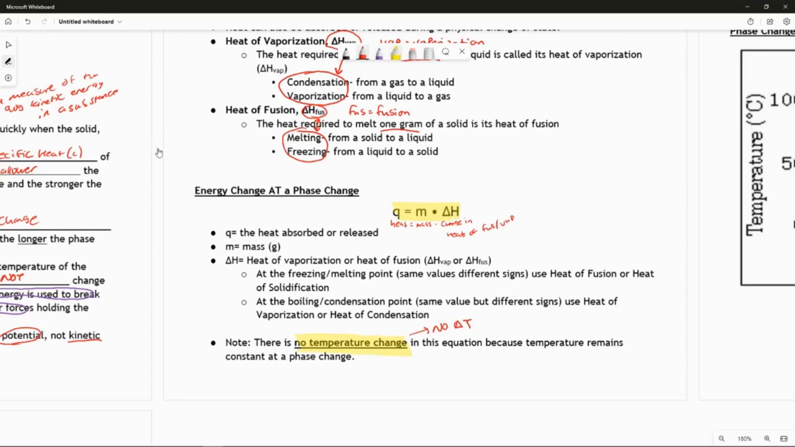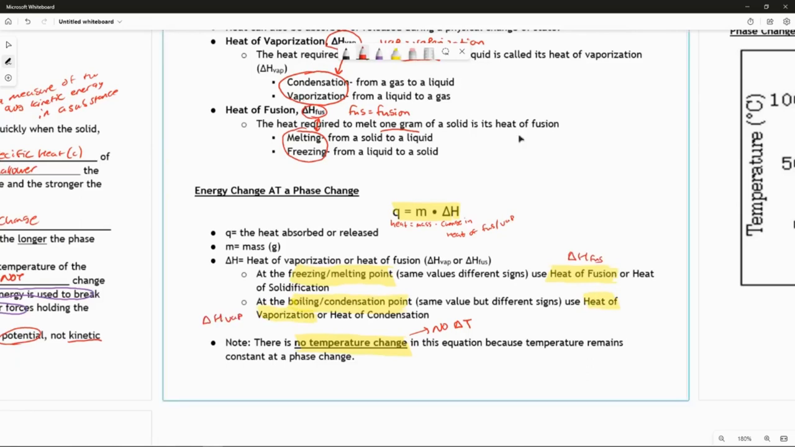So what we said, this was the key point. At the freezing and melting point, use heat of fusion, delta H FUS. And at the boiling and condensation point, you're going to use the heat of vaporization, or delta H VAP.